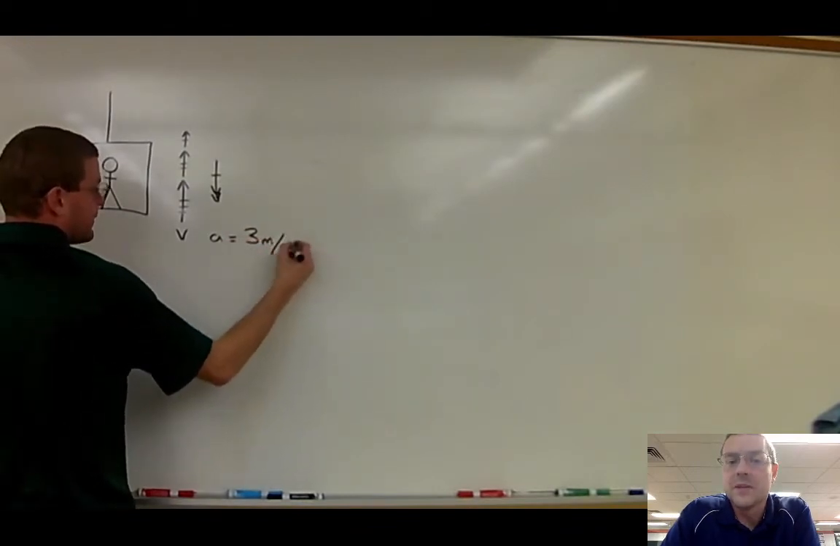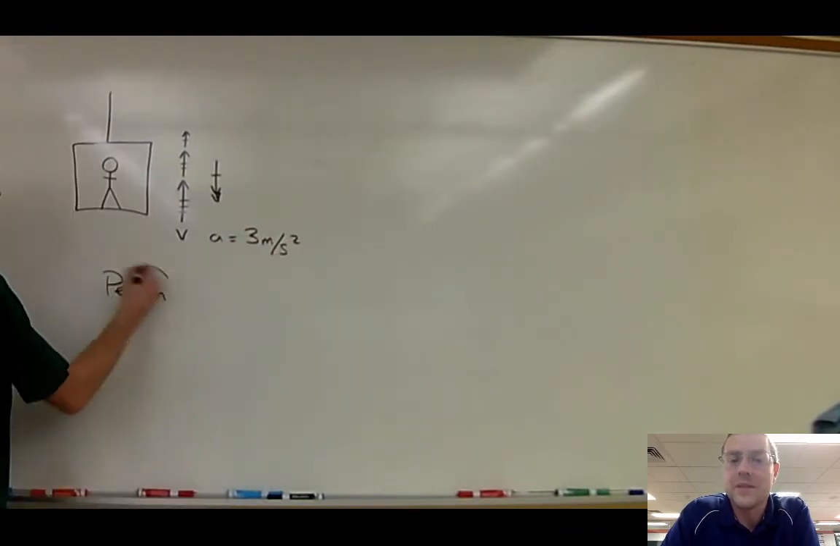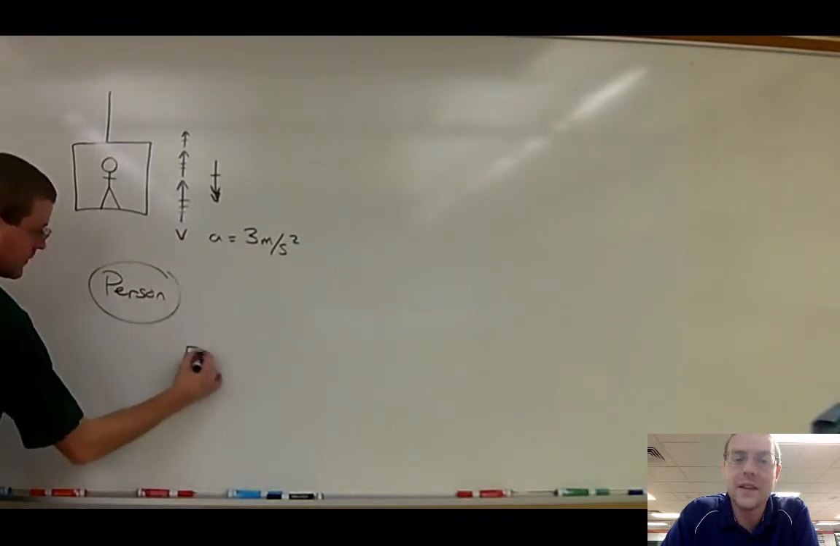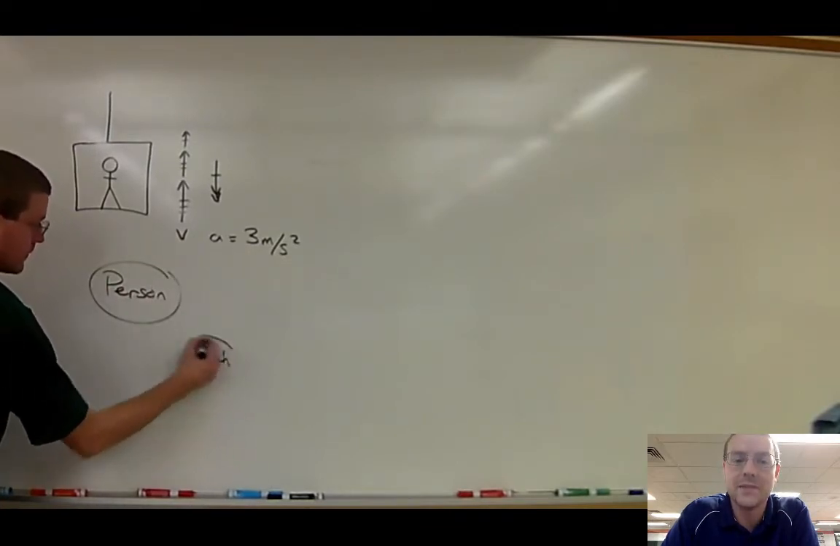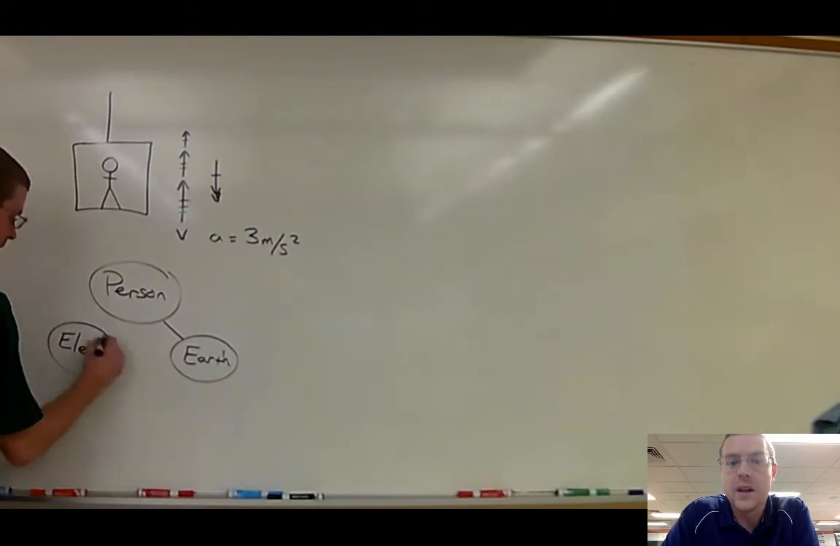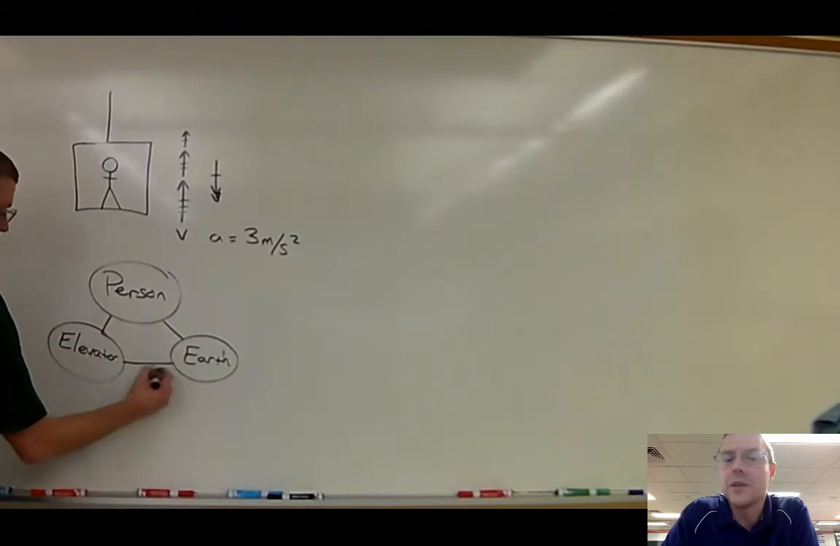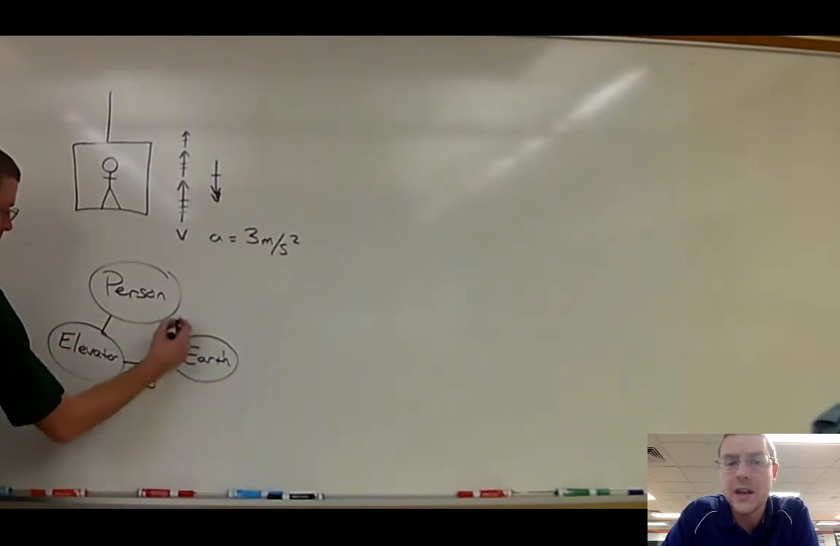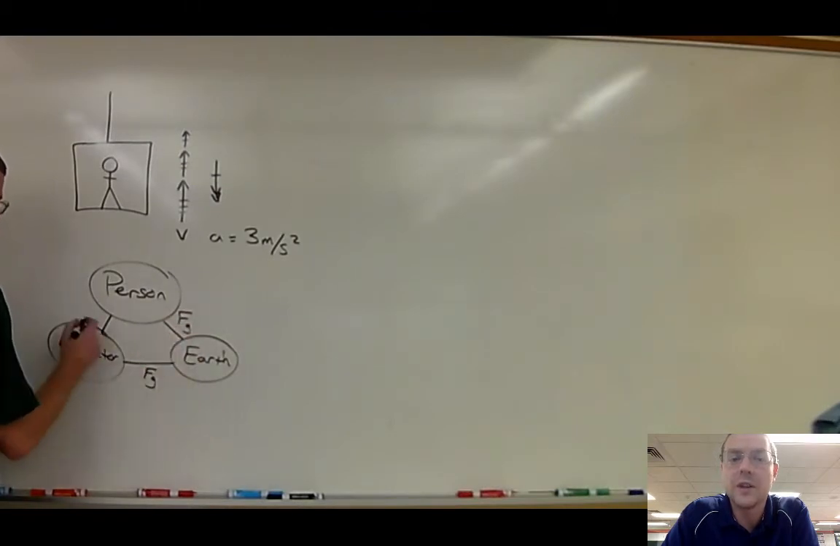So looking at my system schema again, I've got a person, I've got the earth, and I've got the elevator, just like we had last time. How do they all interact? Well, the force of gravity comes from the earth and acts on both objects. And again, the elevator is supporting the person. The star again is the person. We want to know what forces the person feels.